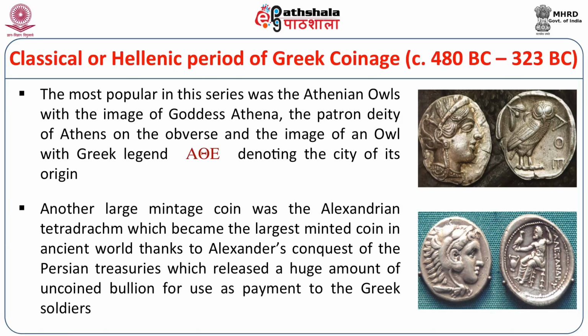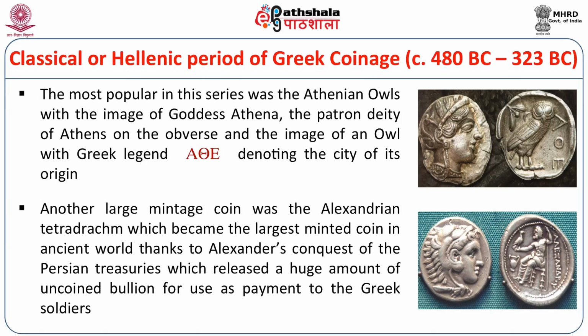And this period ended with a large mintage of a coin called the Alexandrian tetradrachm. As we all know, Alexander conquered most of the known world, including the conquest of Persia. And this led to the release of huge amount of uncoined bullion which lay in the treasury of the Persians. And this was used as a payment to the Greek army which came and went with Alexander. So this led to the coining of this coin known as the Alexandrian tetradrachm.